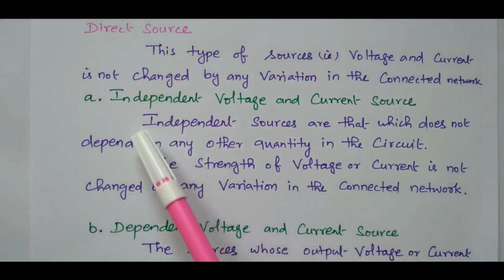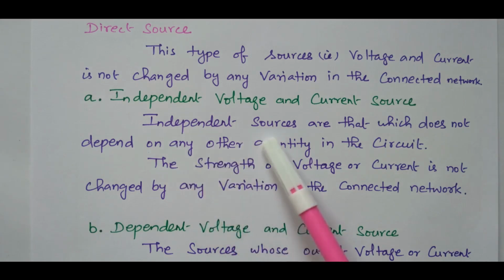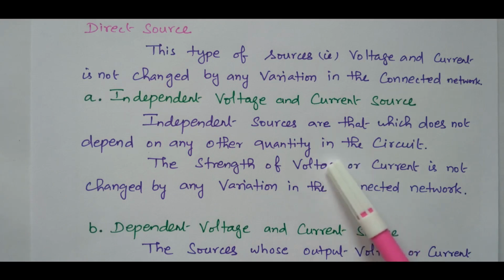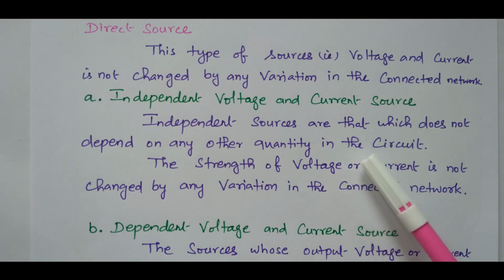In that again, two types: independent voltage and current source. What is an independent voltage and current source? Independent sources are those which do not depend on any other quantity in the circuit, right? The voltage source or current source always gives either a fixed voltage or current. It will not change by changing any other property of the circuit. Whether the load voltage or some other voltage changes, the supply voltage or supply current will not change.